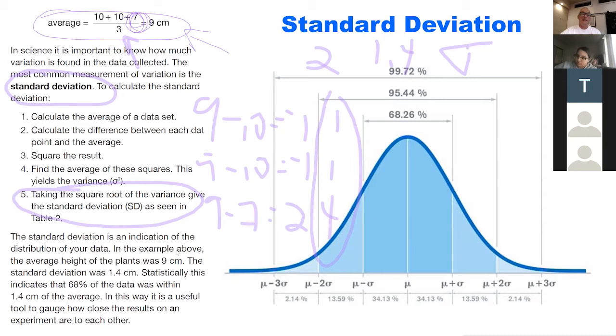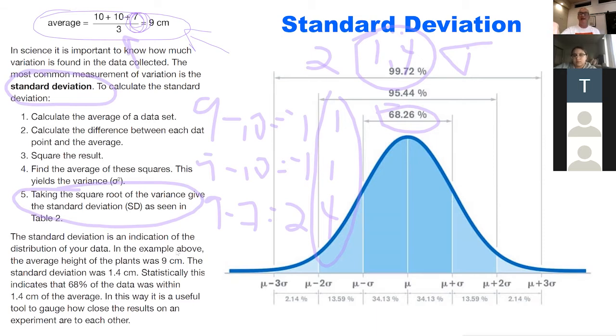So what that means is that about 2/3 of the time, we would expect any one of our data to be within 1.4 of our average. So if our average is 9 centimeters, if I grew 1,000 plants, I would expect about 680 of them or so to be within 1.4 centimeters of 9. That's expected. That's not a big deal.